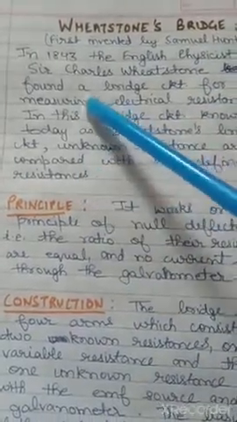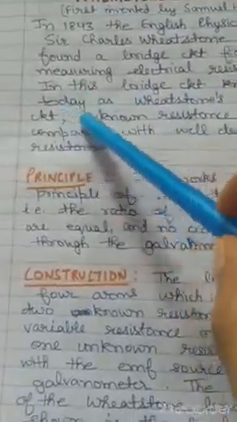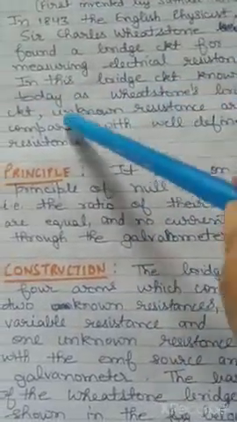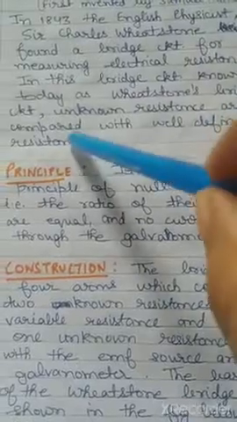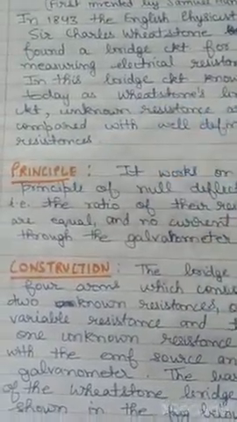So this bridge circuit is used for measuring electrical resistance. In this bridge circuit, known today as the Wheatstone bridge circuit, unknown resistances are compared with well-defined resistances.